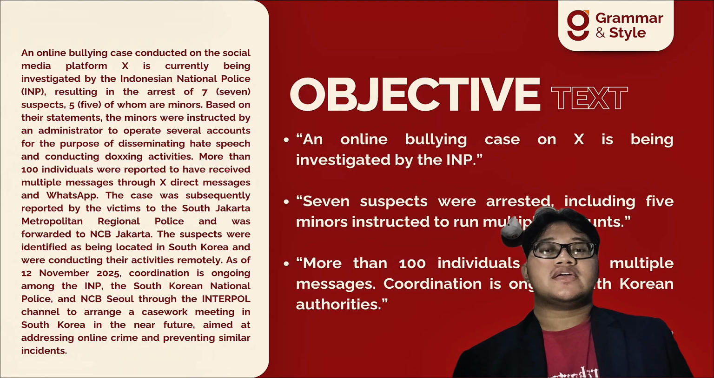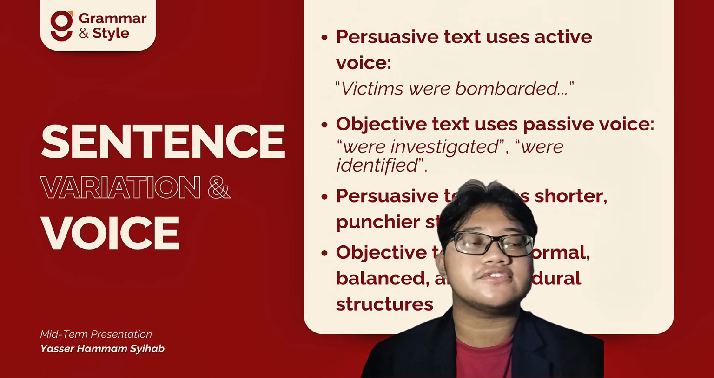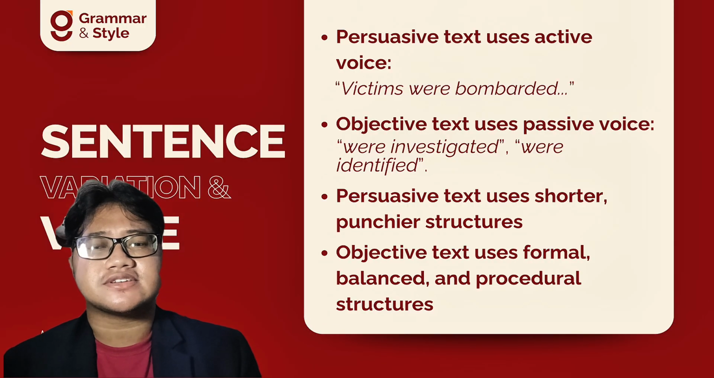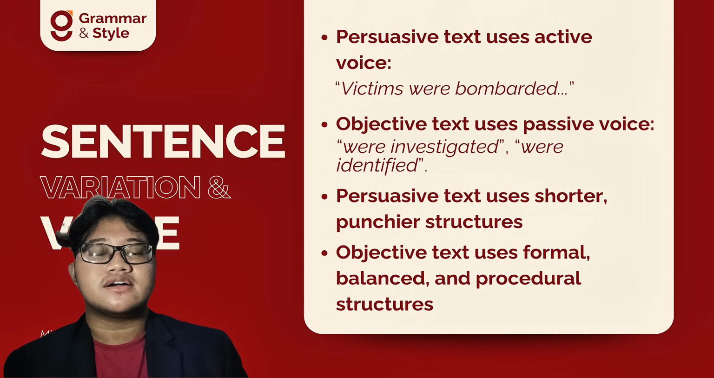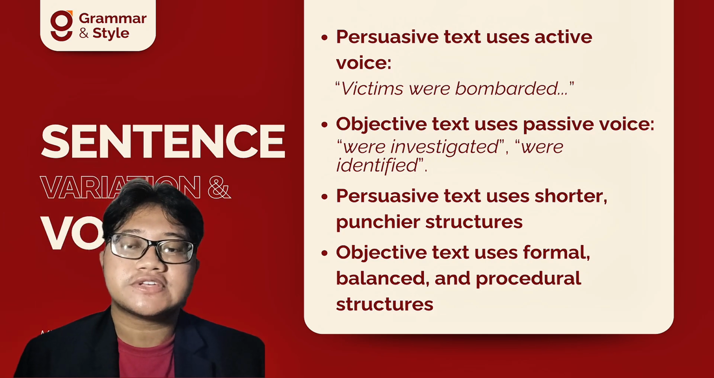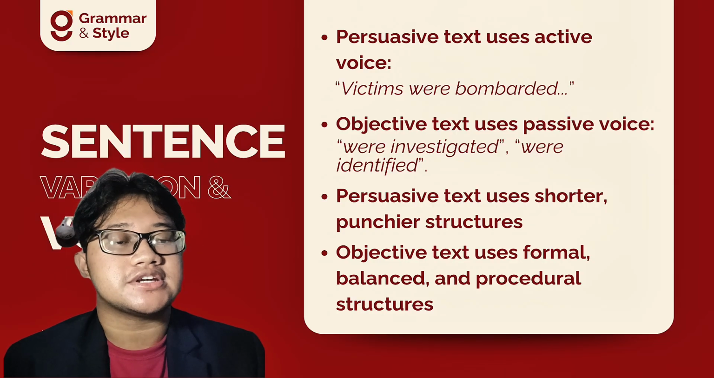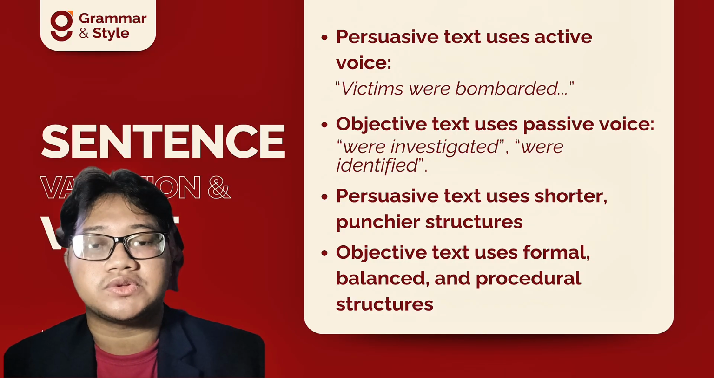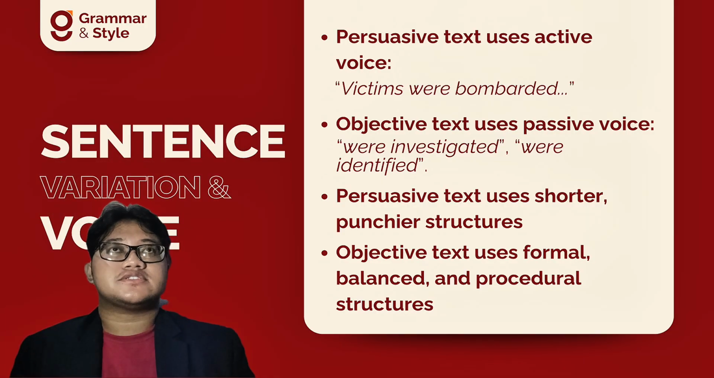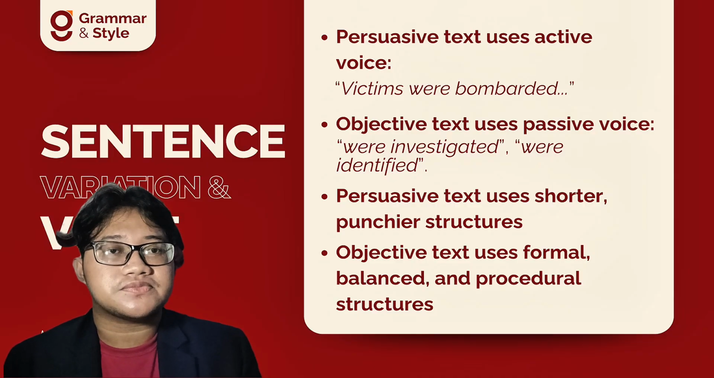Alright, we can move to the next slide, sentence variation and voice. In sentence variation and voice, the difference is very clear. On the left side is the persuasive text. Active voice dominates, such as "victims were bombarded with relentless messages." This creates immediacy and action to conduct.